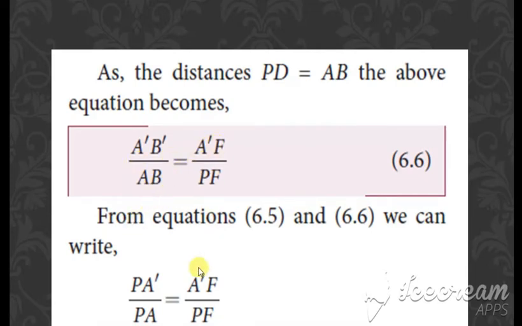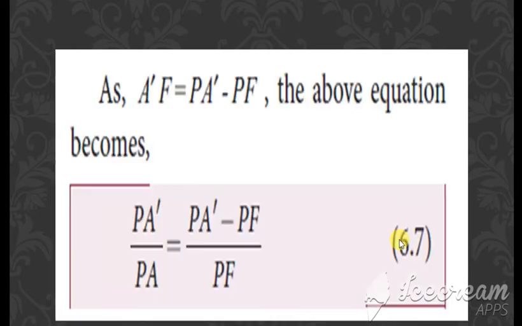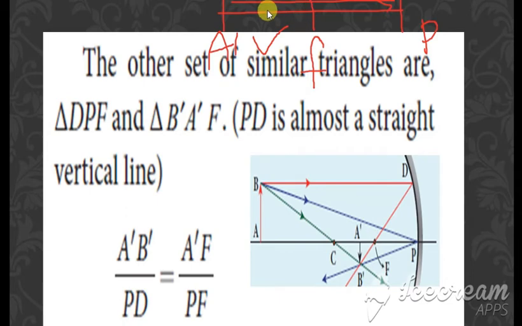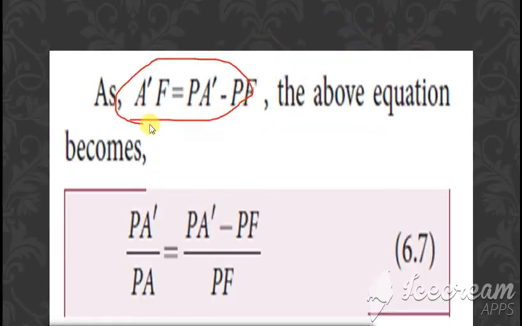Comparing this with the first equation, we get the equation PA dash divided by PA is equal to A dash F divided by PF. Now, writing with all the values, how can we write A dash F? This is the full distance, P to A dash, and here we have the term F. So A dash F is the full distance minus this distance, so PA dash minus PF. Instead of A dash F, we write PA dash minus PF.